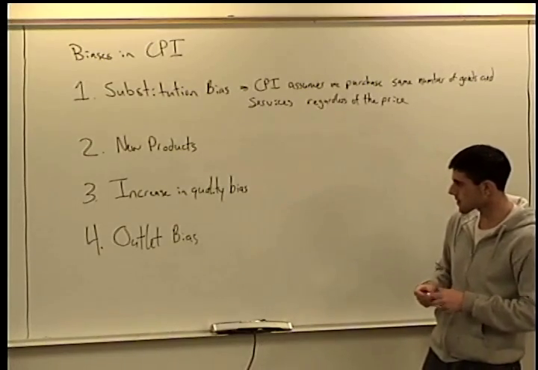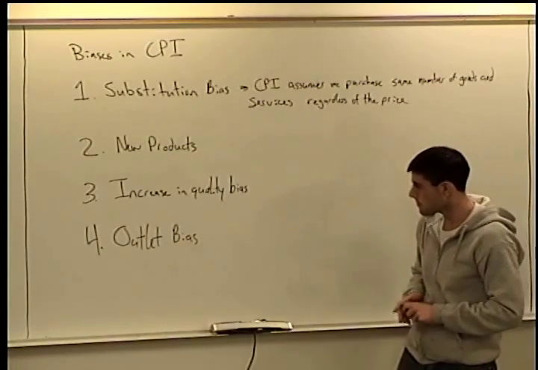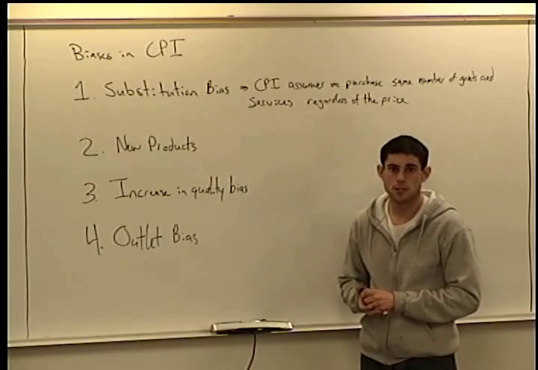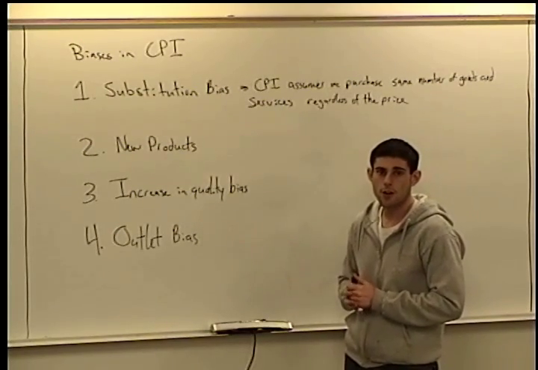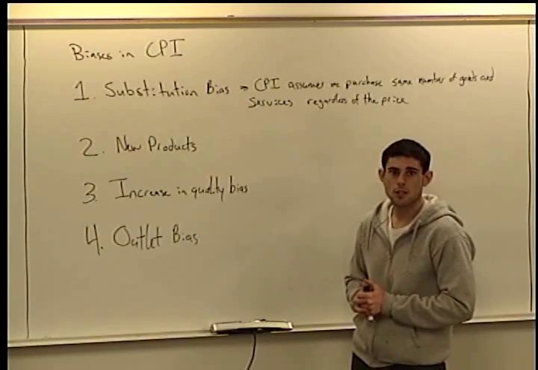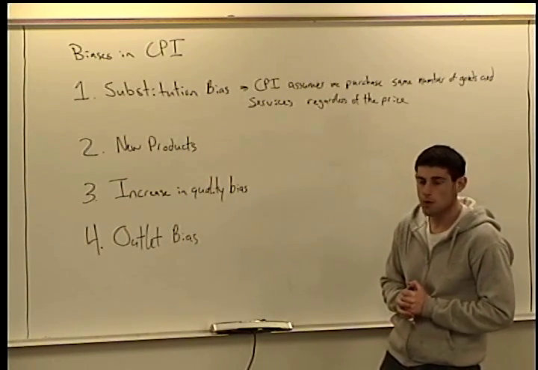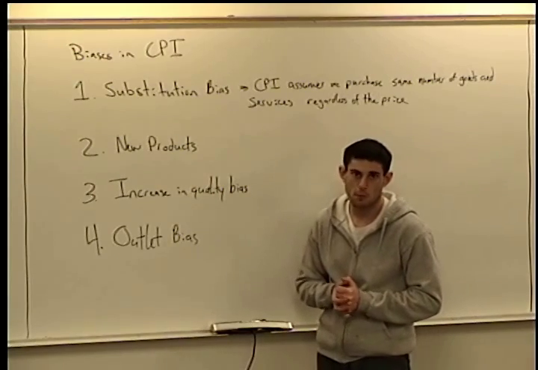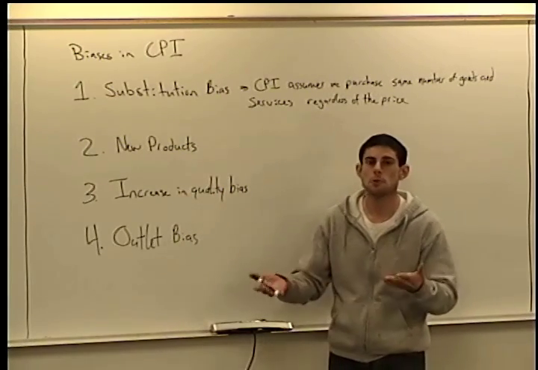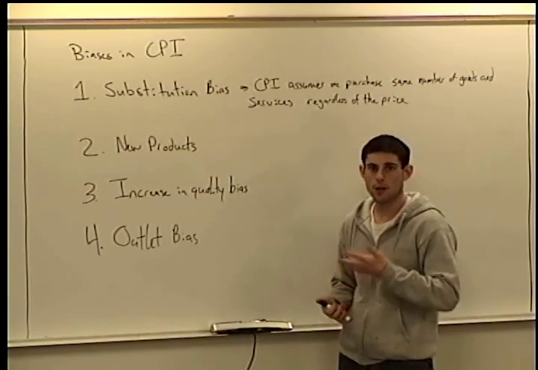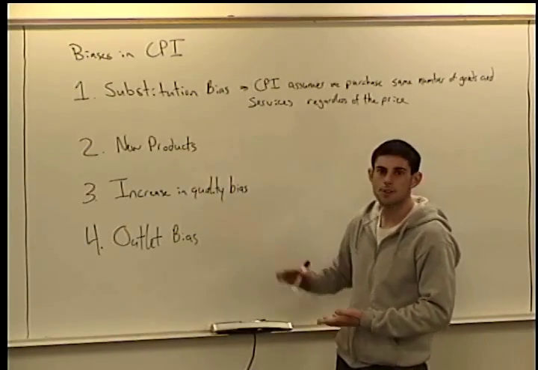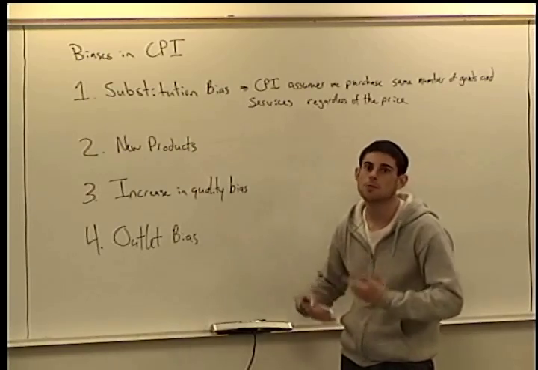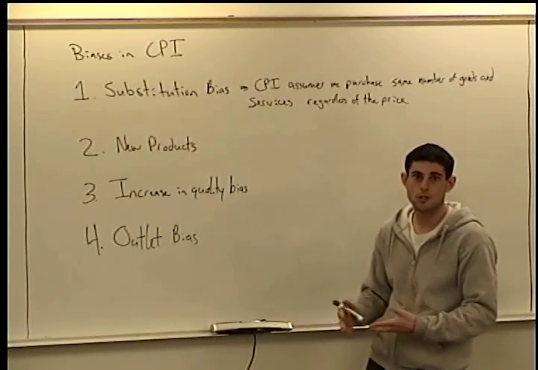And the outlet bias is caused by the way that the CPI shops. So the CPI only buys goods and services from retail stores. Okay, so if it's going to buy a book, it's going to go to Barnes & Noble and buy that book. However, how do people tend to shop? Well, you might go to Amazon where the book is cheaper to buy the book. And the CPI doesn't shop at Amazon. It only shops at actual stores.